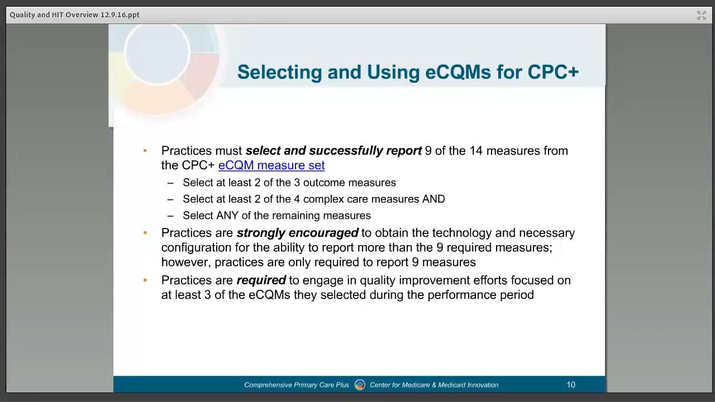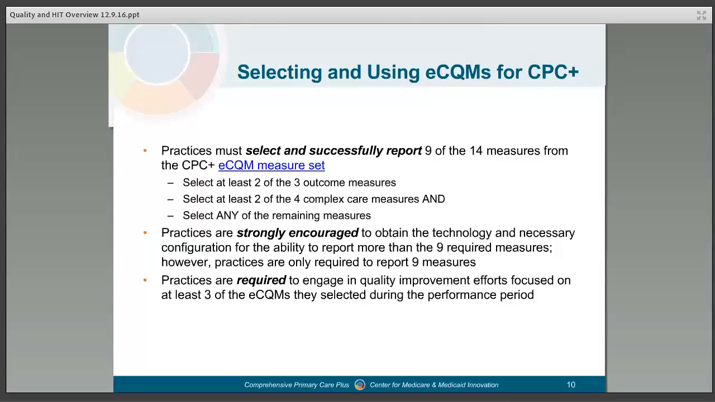We strongly encourage you to obtain all of the measures in your EHR, but you're only required to report 9. The reason we suggest that you obtain all 14 is because we predict that there are likely to be changes during the model to these measures, and we want to make sure that you're able to make adjustments and adapt to those changes that may occur. So, for example, if there's a change in clinical guidelines, and we decide that we're not going to use one of the measures, but there are still others available, you're able to select one of the other measures.